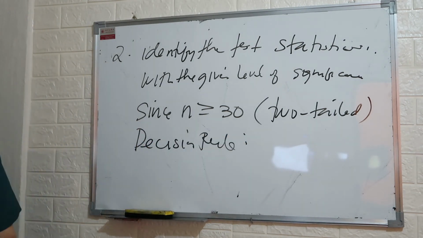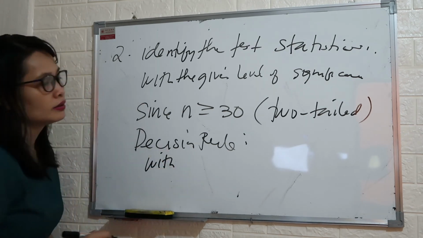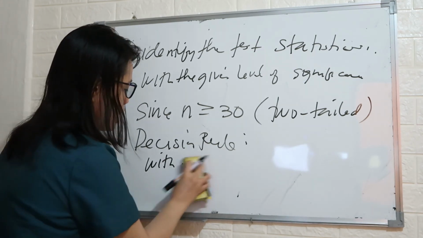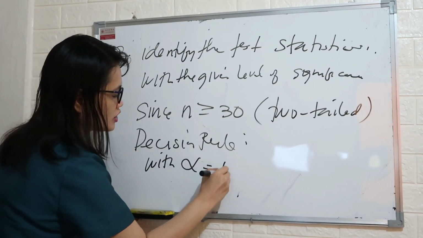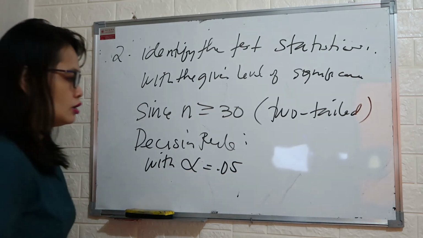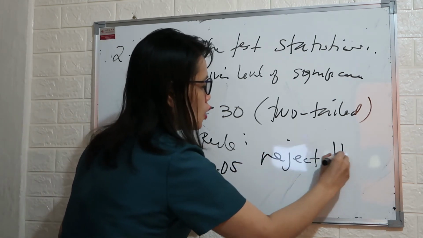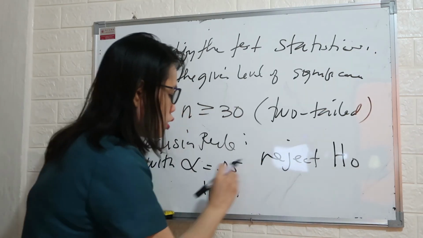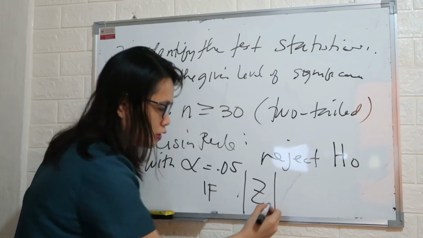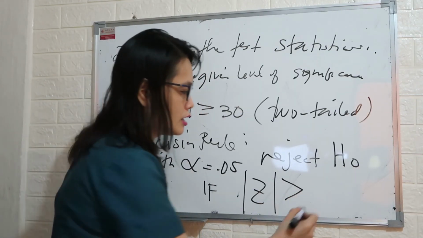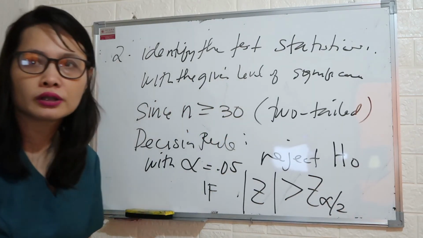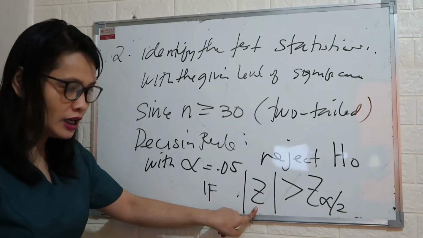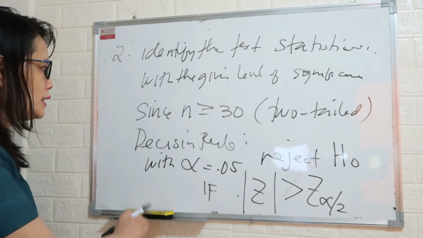What is the decision rule? With 5% or 0.05 alpha, okay? Alpha is 5%, or that would be 0.05. So reject H0 if, what is the condition? For a two-tailed test, reject H0 if the absolute Z value is greater than Z alpha over 2. So reject H0 if the absolute value of Z is greater than Z alpha over 2.